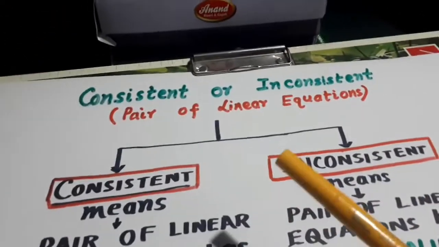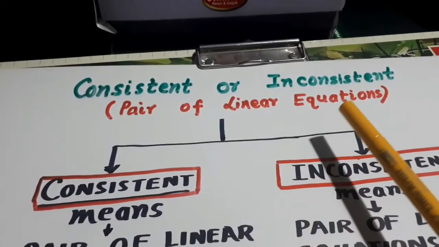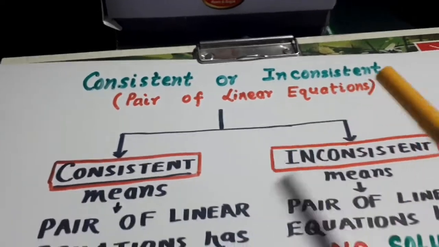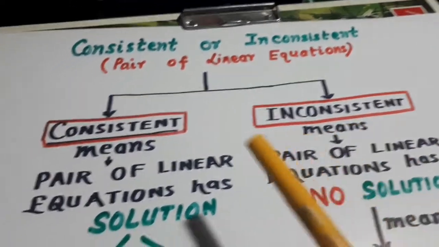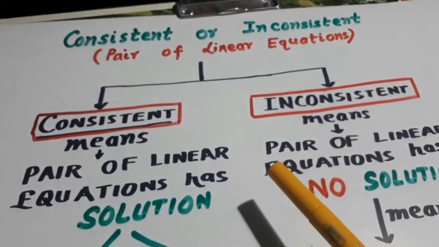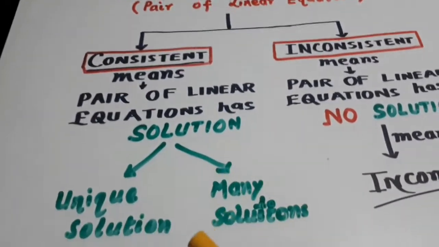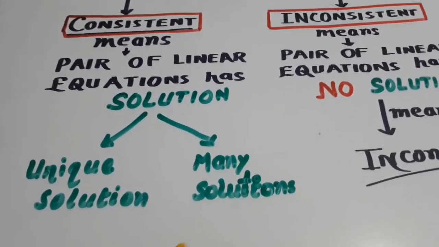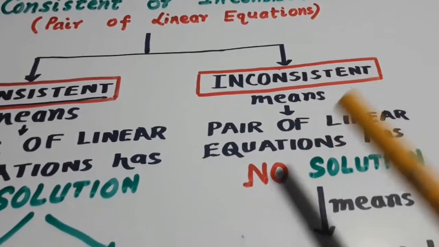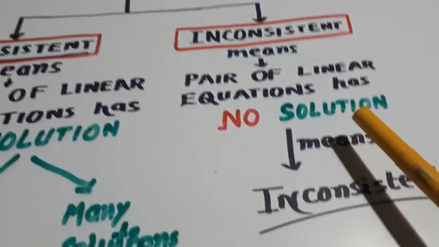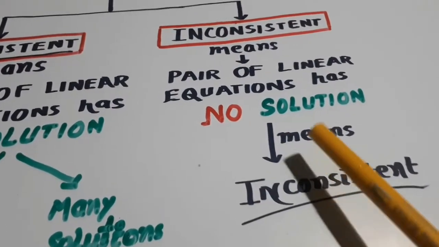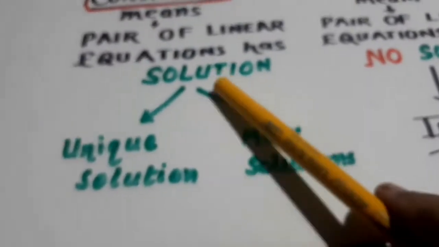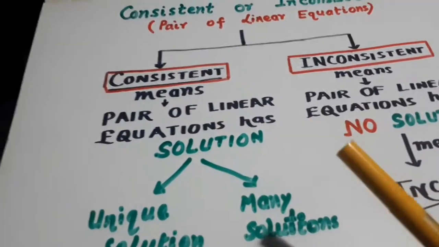Now this pair can be consistent or inconsistent. Now look here, consistent means pair of linear equations having solution. It can be a unique solution. It can be many solutions. However, the system will be inconsistent when there is no solution. No solution means not consistent, that is inconsistent. And solution means consistent.